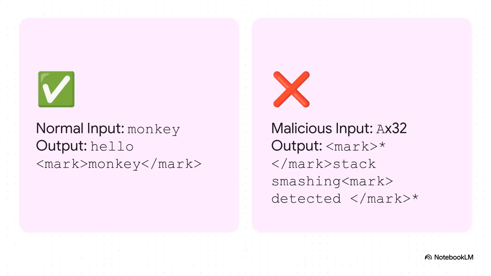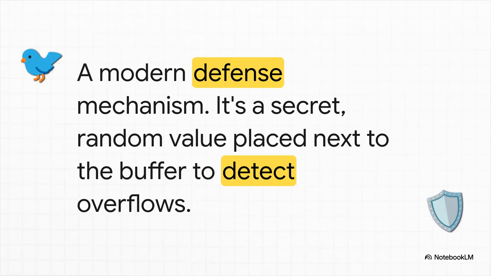Here it is, side by side. You give it a normal, short input like monkey, and hey, it works perfectly. But give it that oversized, malicious input, and the whole thing breaks. That right there is the buffer overflow in action. So why did it say stack smashing detected instead of just disappearing?